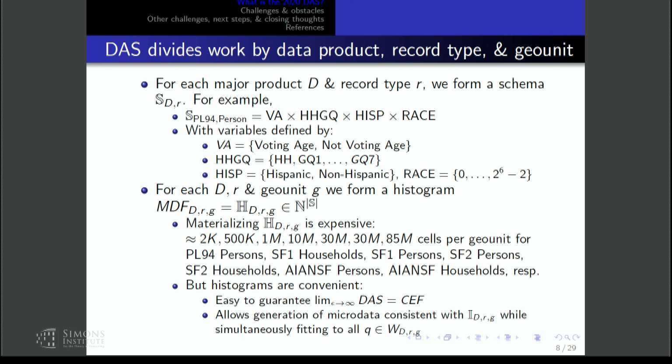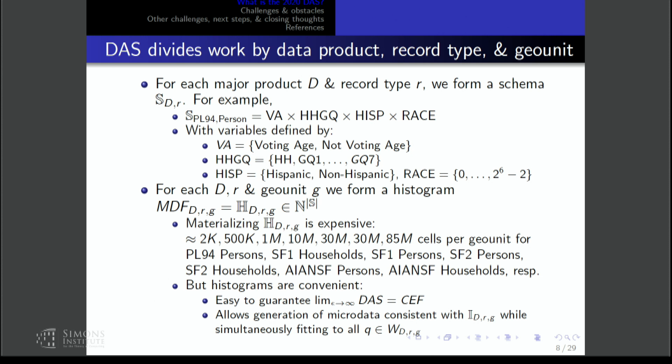And for each major data product, which is something like PL94, SF1, SF2, or AINSF, and record type, which is something like persons or household/group quarters facilities, for each of those combinations, we form a simple schema that just says this is the universe of all possible record types that we could observe within this data product.